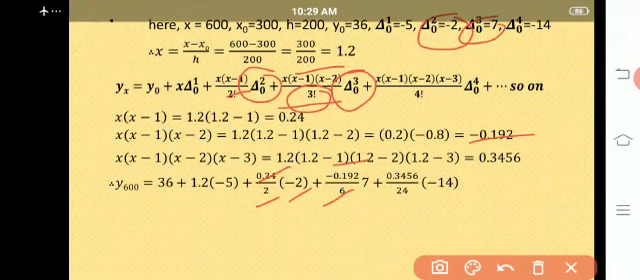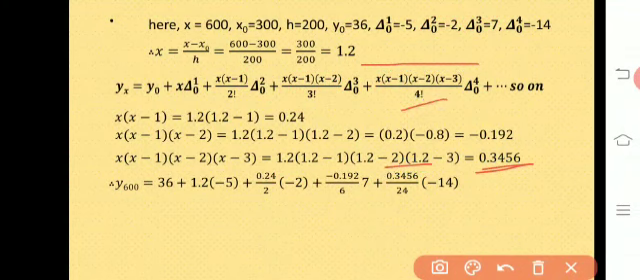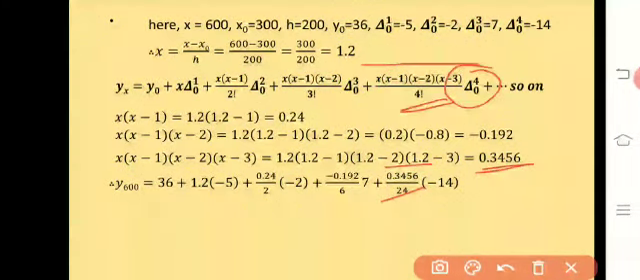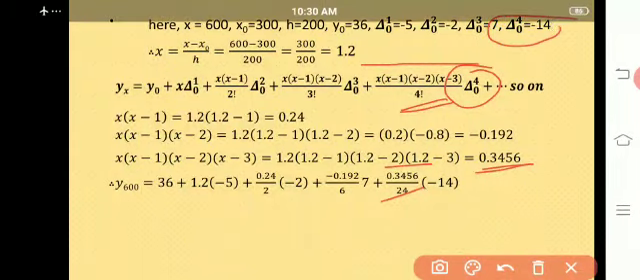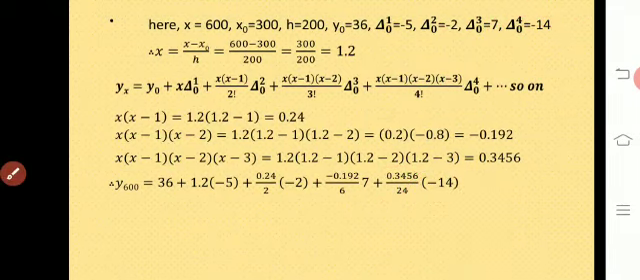7. So into 7, plus x into (x minus 1) into (x minus 2) into (x minus 3), and that value is 0.3456, divided by 4 factorial. 4 factorial is 4 into 3 into 2 into 1, so 24, into delta 0 raised to 4, and delta 0 raised to 4 is minus 14. So into minus 14. Then simplify this further.